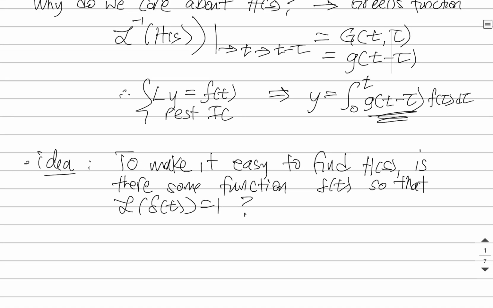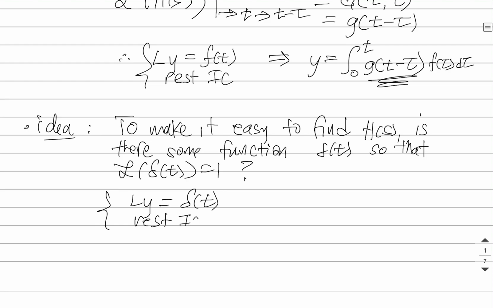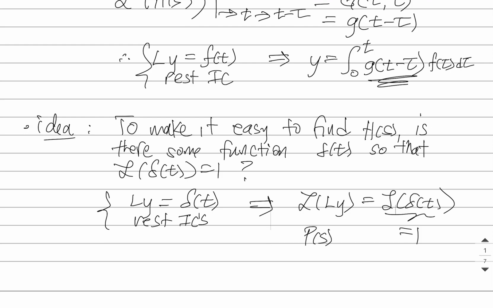Because if I have the same setup where I have my differential equation and I have this mystery function, and again with rest initial conditions, if I take the Laplace transform of both sides, the fact that this thing has a Laplace transform of 1 basically means I'm going to get my transfer function out very, very easily. And so I'll end up with this polynomial, the thing that I'm looking for, and y of s in this particular case is going to be 1 over p of s, which is just the transfer function.